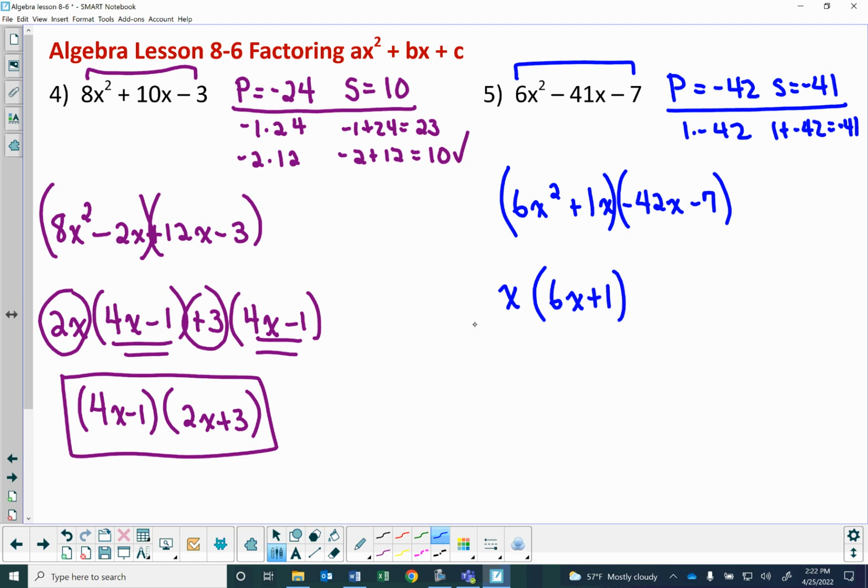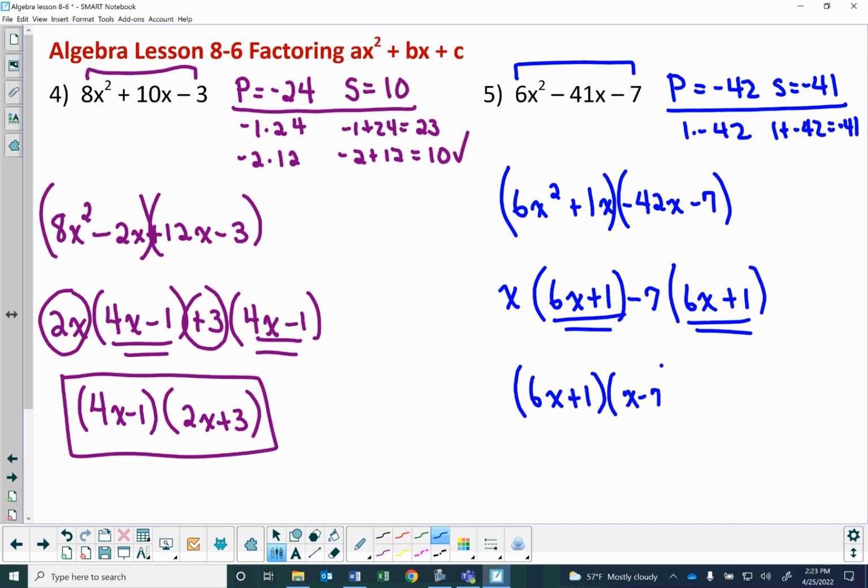Greatest common factor out of negative 42x minus 7 is a negative 7. Remember, you always want to take a negative out if your first term is negative. I divide by negative 7. Negative 42 divided by negative 7 is positive 6x. Negative 7 divided by negative 7 is positive 1. And there's my common term. So 6x plus 1 times x minus 7. And I have factored that one.